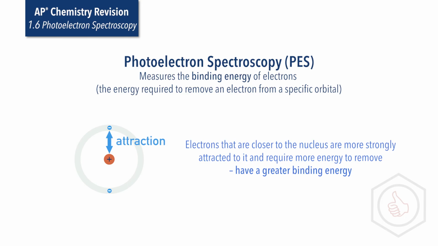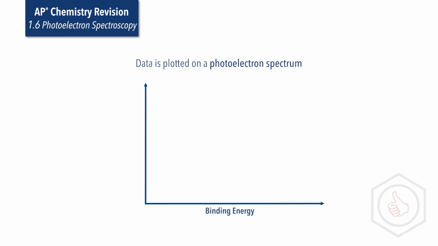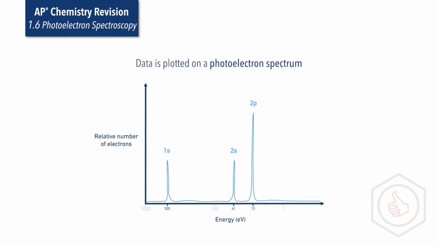The data from photoelectron spectroscopy is often presented as a photoelectron spectrum, a graph, with the x-axis being binding energy in megajoules per mole or electron volts, and the y-axis being relative number of electrons. Each peak represents electrons being removed from a specific subshell. The relative heights of the peaks show how many electrons are in that subshell, and the position of the peak, so how far on the x-axis it is, shows how strongly the electrons are attracted to the nucleus of the atom. The further right on the x-axis the peak is, the less attraction it has to the nucleus, meaning the subshell is further from the nucleus of the atom.